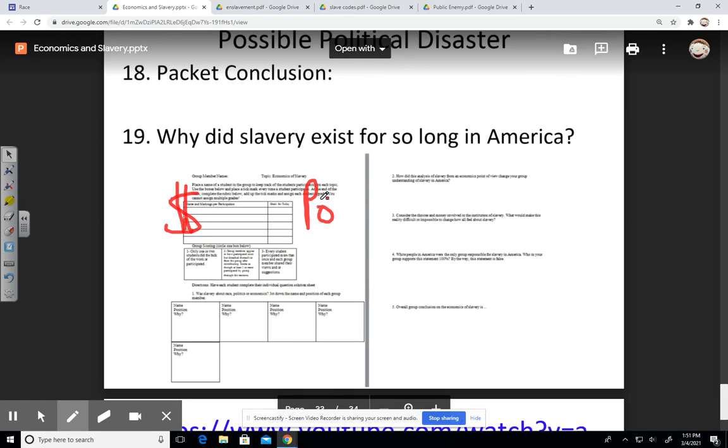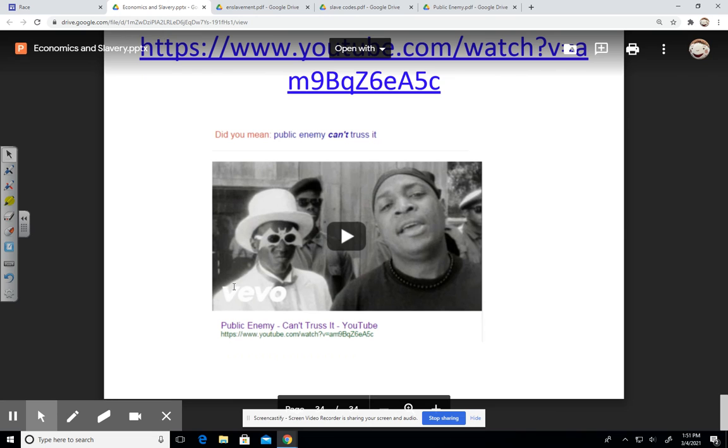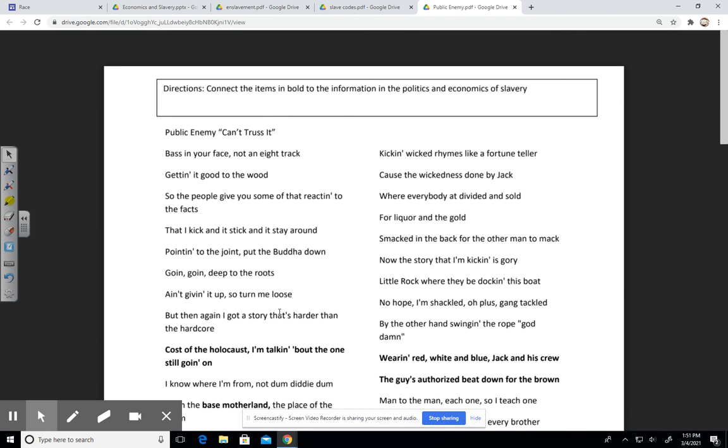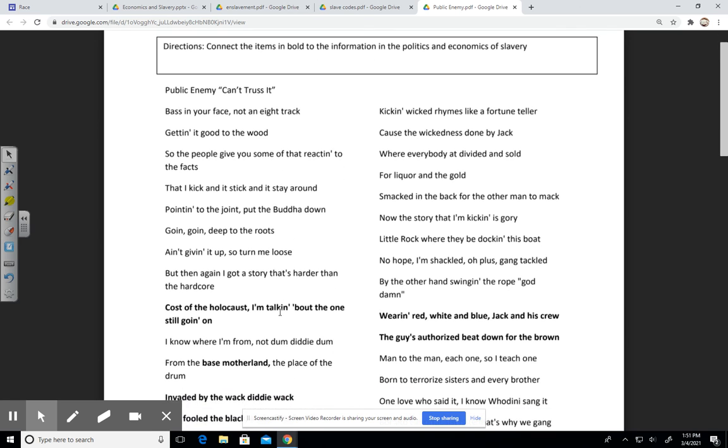The next class will probably start looking at the politics of slavery and what politicians were doing. And then we need to figure out, where does the racial issue come into play? Was slavery all about money, politics, or racism? Can it be one isolated, or is it a combination of the three, or does one lead to the other? One last note, you might want to take a look at the song Can't Trust It by Public Enemy, because they do make a reference to items that were mentioned in the screencast as well as in class.